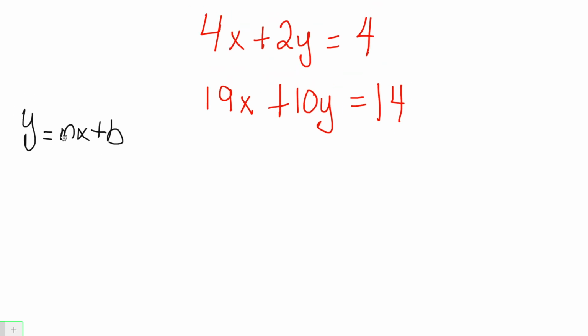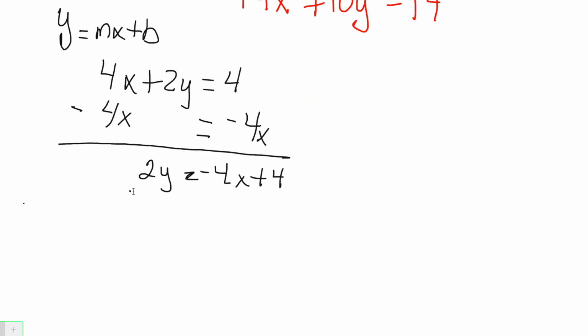So for the first one, in order to put it into y equals mx plus b, the y needs to stand alone. Then I'm going to divide by 2, and I'm left with negative 2x plus 2. Now I've put the first equation into slope-intercept form. So now I know what y is. y is negative 2x plus 2.